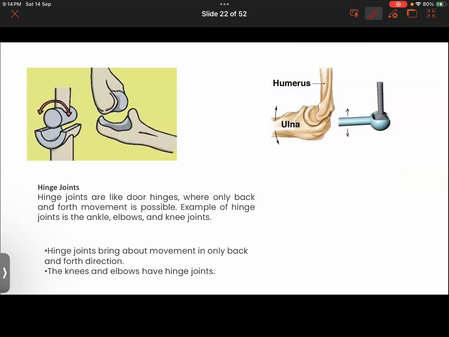Then we had this example of the hinge joint. Here the kind of movement that is possible is limited. You can think of hinge joints as similar to door hinges, where you can move the door back and forth only. So examples of hinge joints in the body were in the ankle, in the elbow, and in the knee joints.